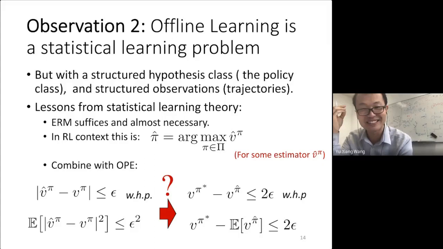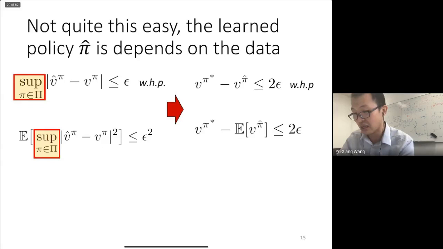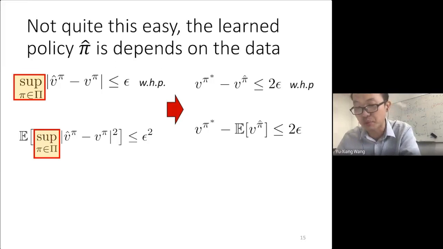That's really because pi hat is data dependent. You are using the same data to optimize for pi hat and also using the same data to evaluate pi hat, so issues arise when you try to come up with this sort of bound. But you can patch that by using uniform convergence. So in the previous notation, we're just simply adding the supremum over all policies. Suppose we can simultaneously evaluate all policies with high probability, or at least bound the expectation of the sup of the squared error, then we are able to get a policy optimization bound. That's what we formally call uniform convergence.